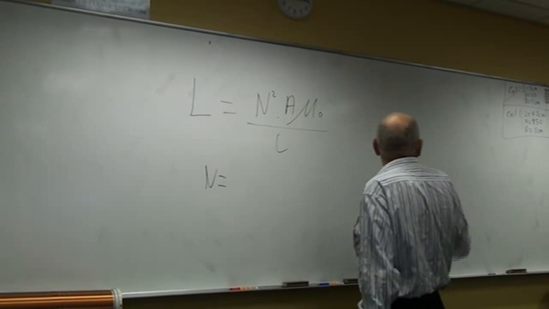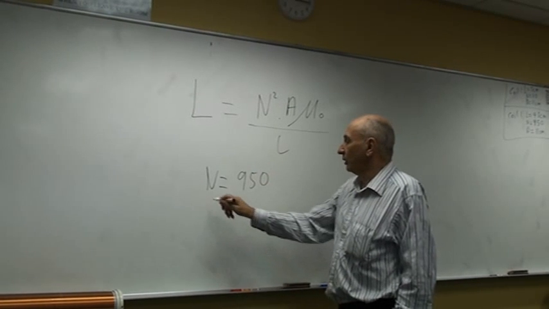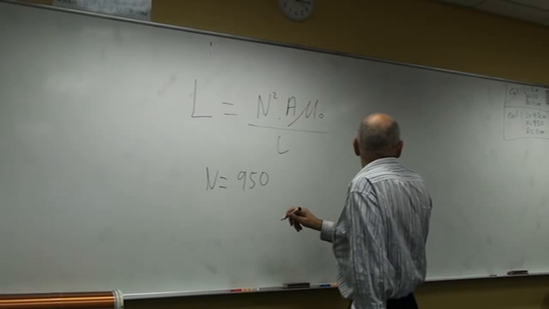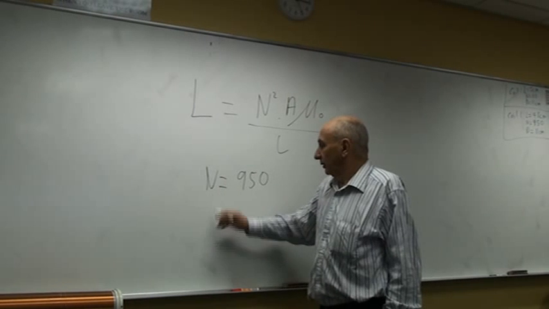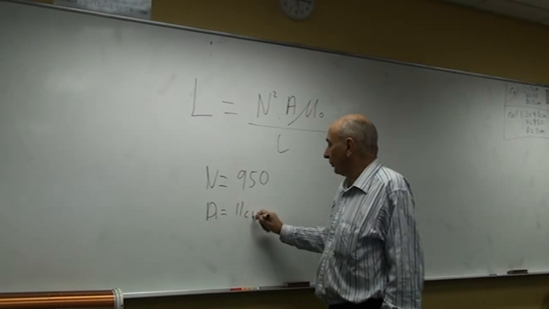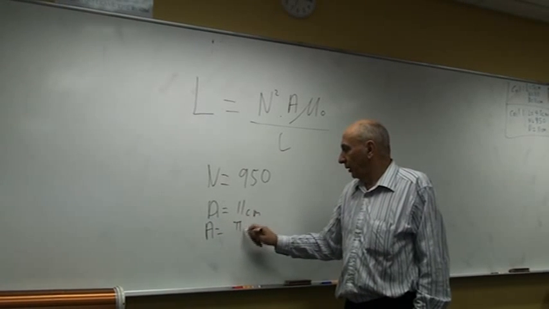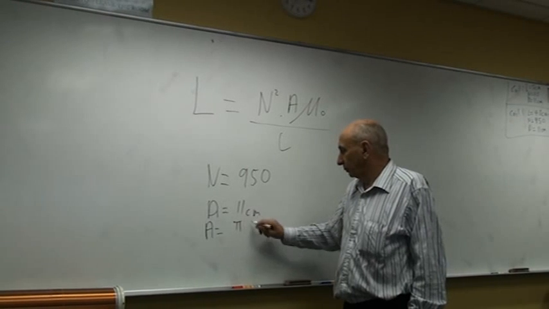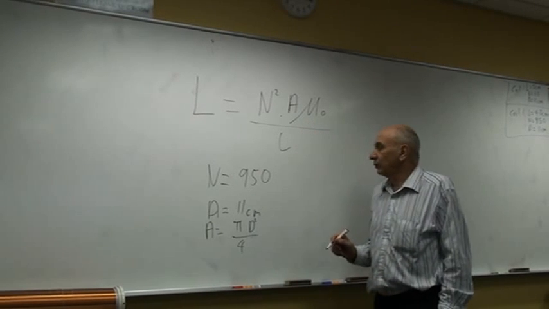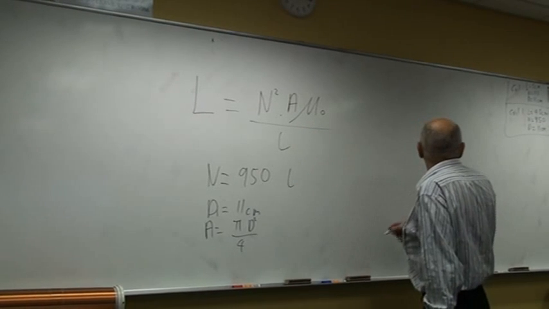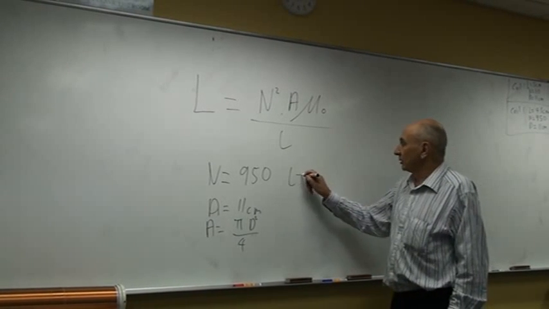N is equal to 950. There are 950 turns on coil number 1. The diameter is 11 centimeters, so D equals 11 cm. To get the area, you've got to say area equals pi D squared over 4. And that's how you get the area in that equation. And finally, the length is 43 centimeters.